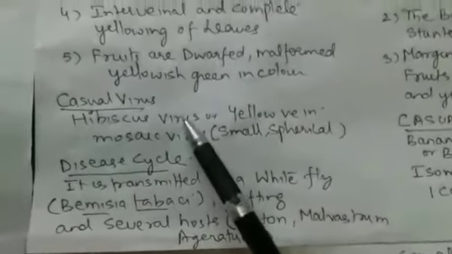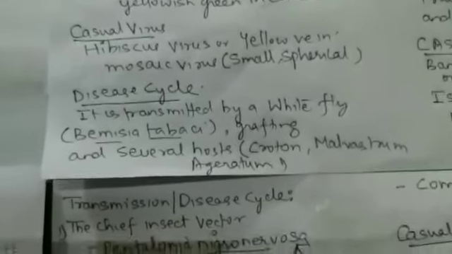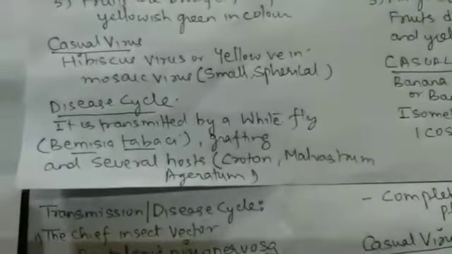In bhindi, the botanical name is Hibiscus, and the virus is Hibiscus virus or yellow vein mosaic virus. It is a small and spherical virus. It is not sap transmitted, like we have read in BSc 1 for tobacco mosaic virus, which is sap transmitted. Basically it is transmitted by the whitefly, Bemisia tabaci, and besides that by grafting, right? Several hosts are there: croton, malvastrum, ageratum.